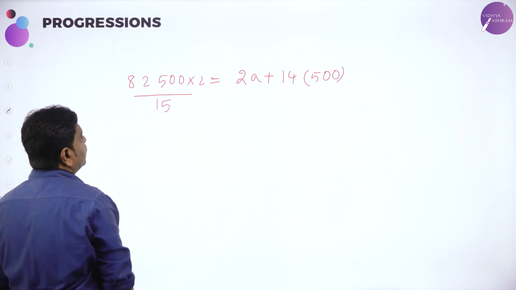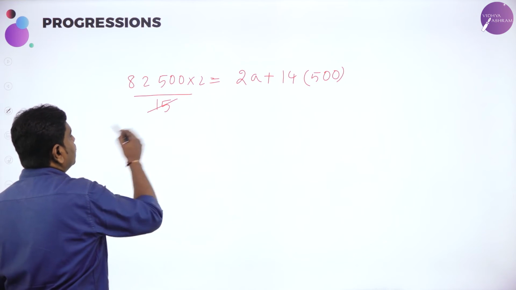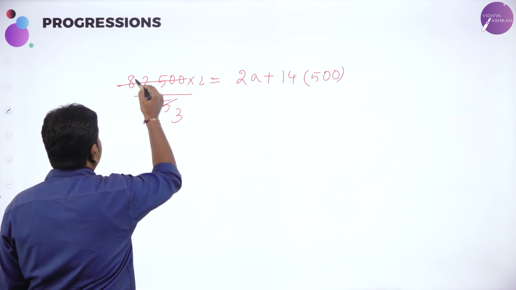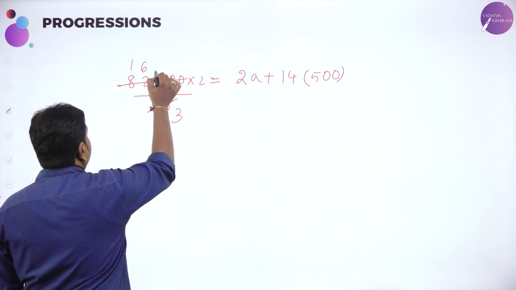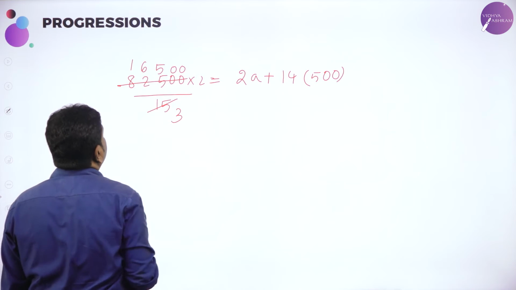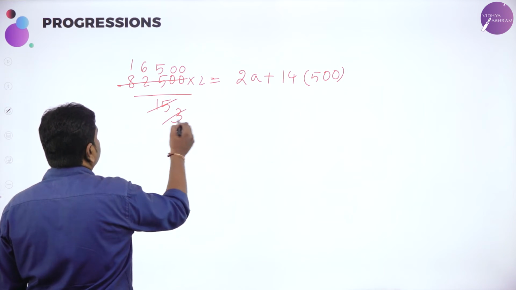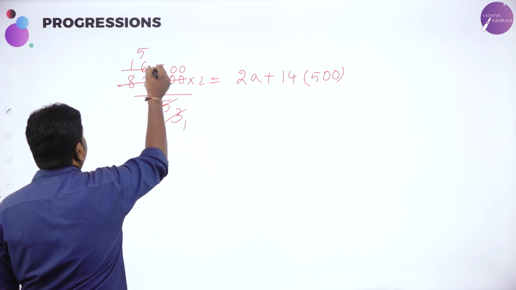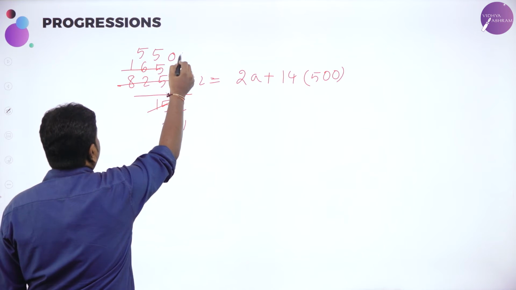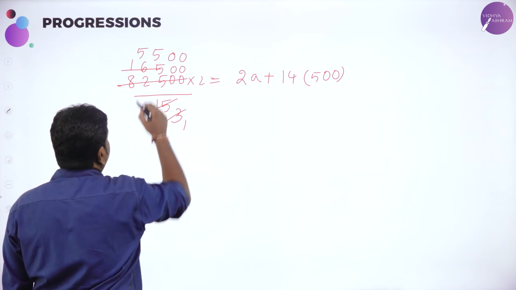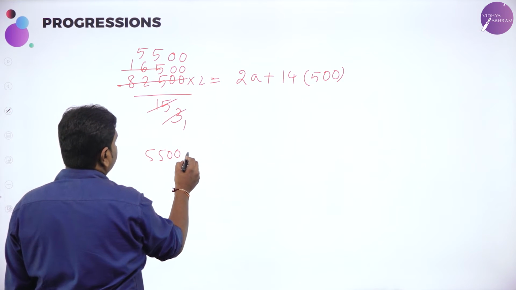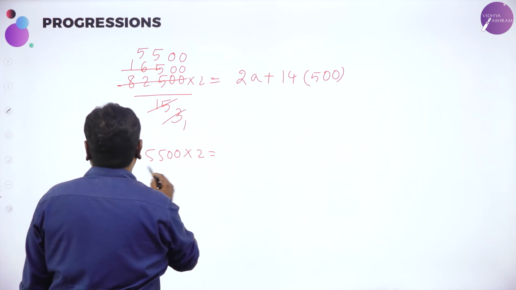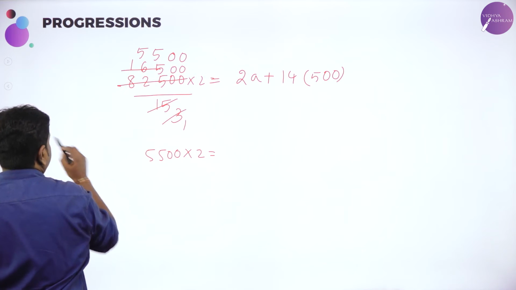Now simplify this. Both are divisible by 5. 5 3s are 15, 5 1s are 5, 30, 5 6s are 30. 5 5s are 25. And 3 1s are 3, 3 5s are 15. Again 3 5s are 15. 55,000 into 2. Okay, we can multiply this also.